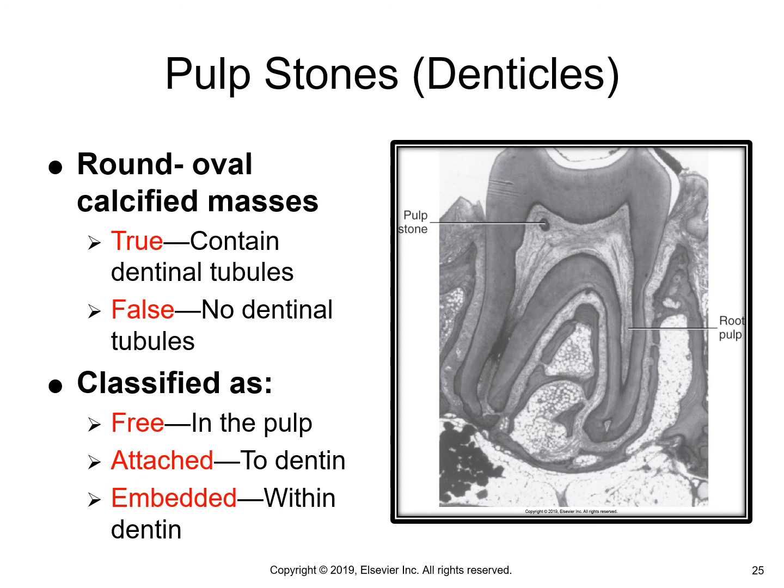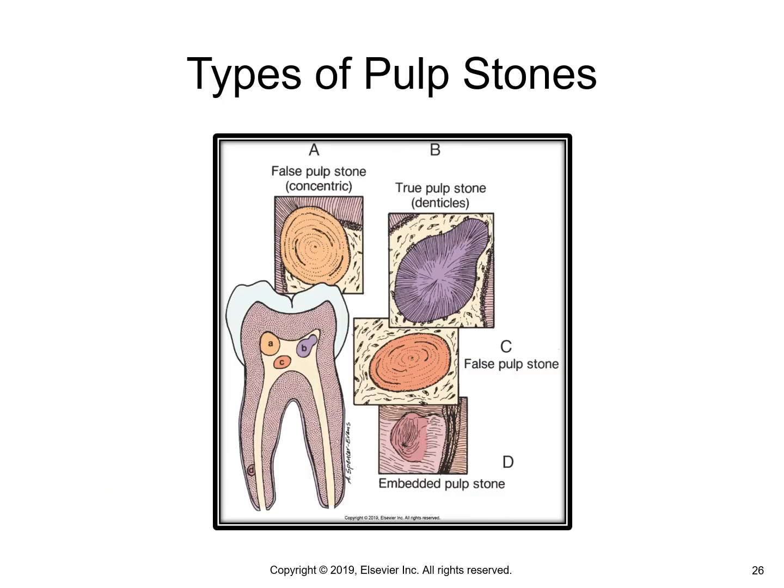And they're also further classified as free, where they're free floating in that pulp. Or if they're attached, they would be attached to the dentin, or they can actually be embedded within that dentin. So those are the three different classifications. Here's another image that you'll find in your book again on page 125 that shows those different classifications of pulp stones.